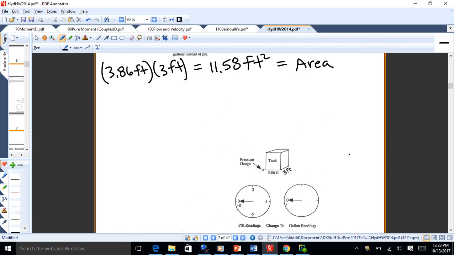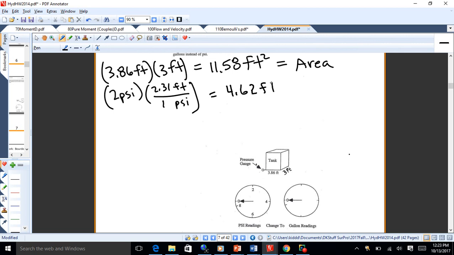All right, now what we want to do next is figure out the volume. Now you'll notice here on the gauge that it shows 0, 2, 4, 6, and 8. So let's just look at what happens when we've got 2 psi, okay? When we've got a reading of 2 psi, what we know is there's 2.31 feet of water per psi. So what that means is we've got 4.62 feet of water. So when that gauge reads 2, it means there's 4.62 feet of water.